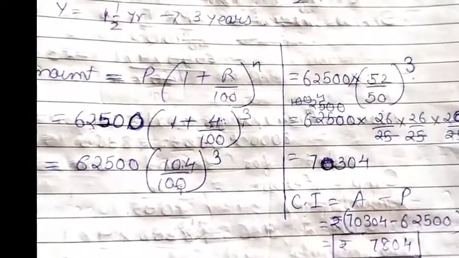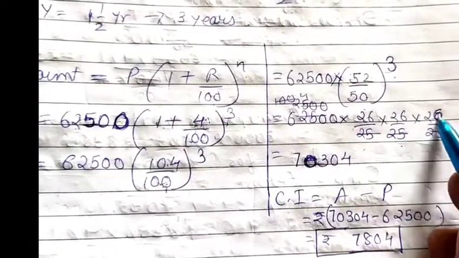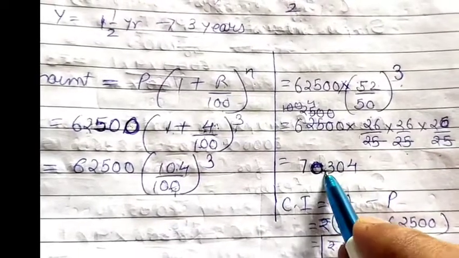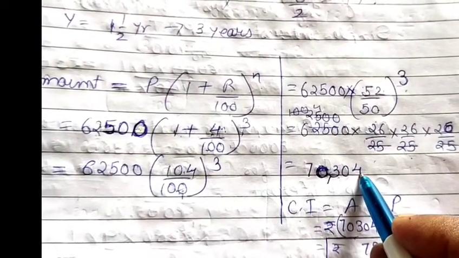Write down 3 times. That is 26 by 25, 26 by 25. When you do cancellation, you will get 70,304.